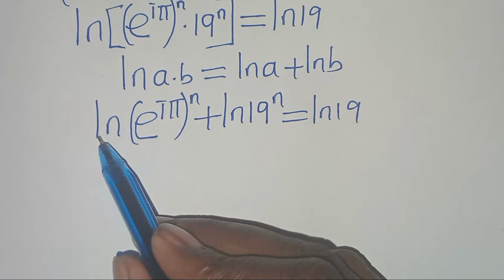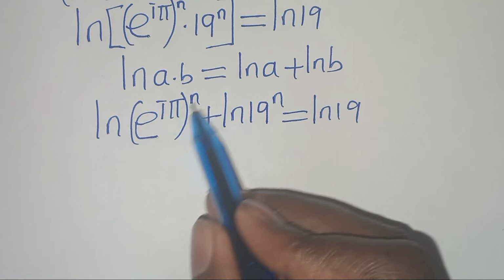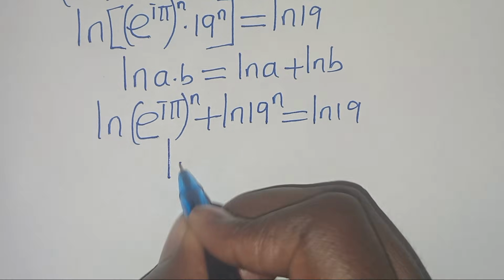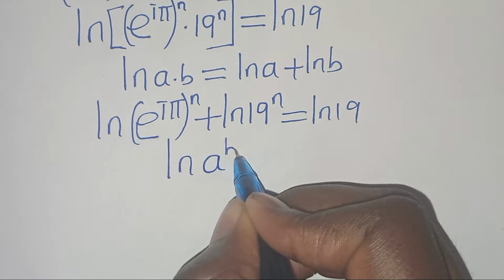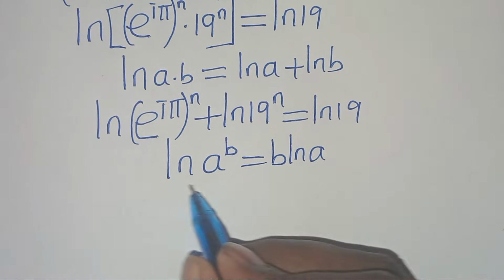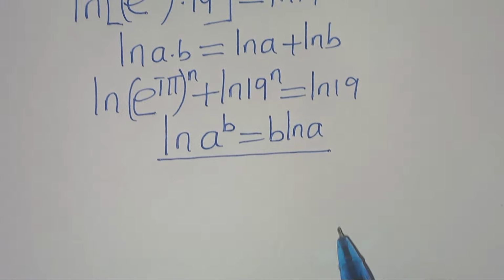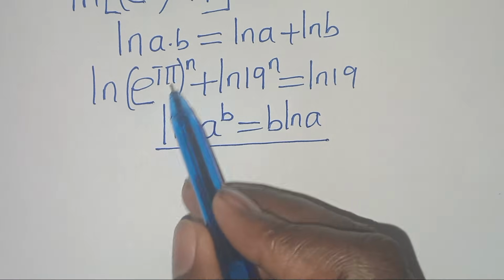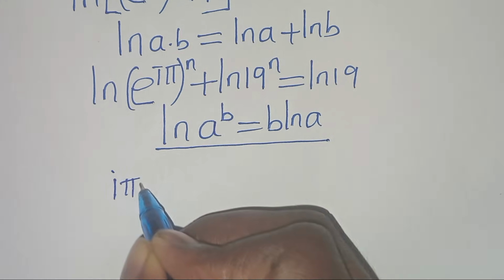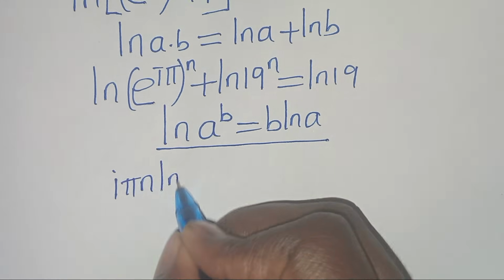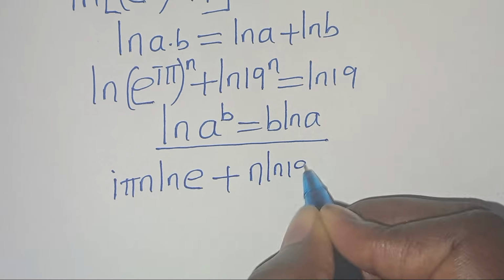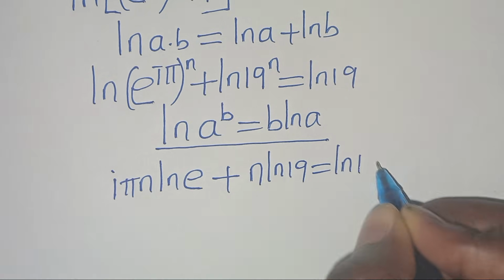The next step is that we have ln of (e to the power of i pi) to the power of n, and ln of 19 to the power of n. This is in the form of ln of a to the power of b, which we can express as b ln of a. So let's apply this property. So ln of (e to the power of i pi) to the power of n becomes i pi n ln of e, plus n ln of 19, equal to ln of 19.